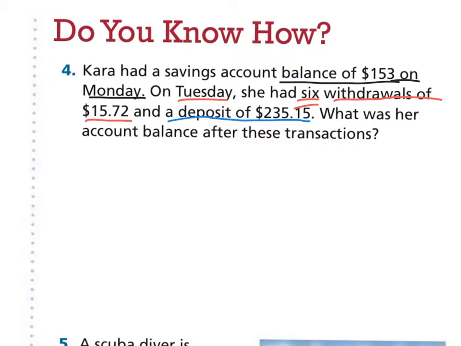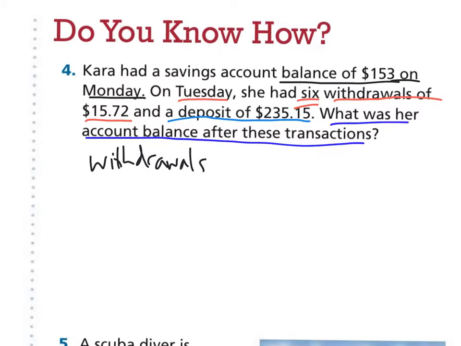So when we do this, first of all, a little vocabulary. Withdrawal means we're taking money out of the bank. Deposit means we're putting money into the bank. So we'll want to look at both of these ideas. So with withdrawals, were $15.72, and we had 6 of those.